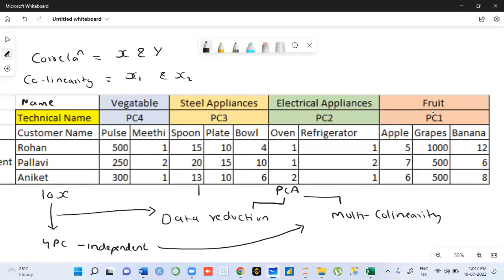Clear? Or should I repeat? Shantanu? Clear, sir.